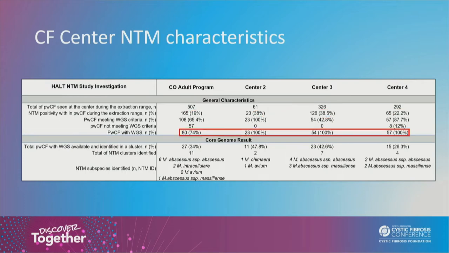If we look at the patients with CF that underwent whole genome sequencing, you'll see centers 2, 3, and 4 had 100% of their patients sequenced, meaning they were recurringly positive. In our center, it was about 75% that underwent sequencing.